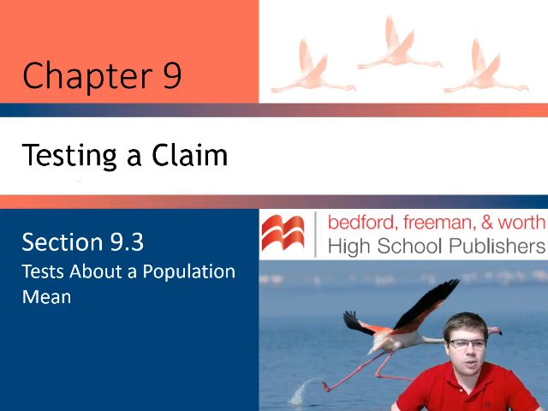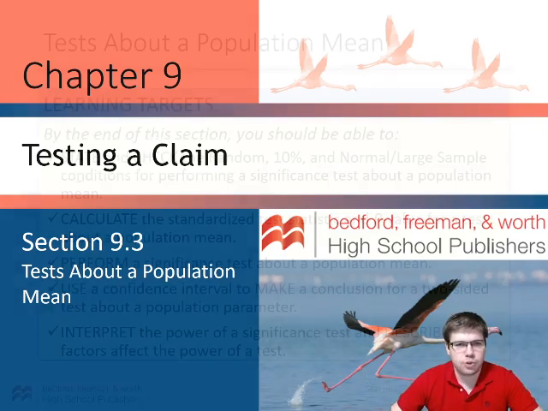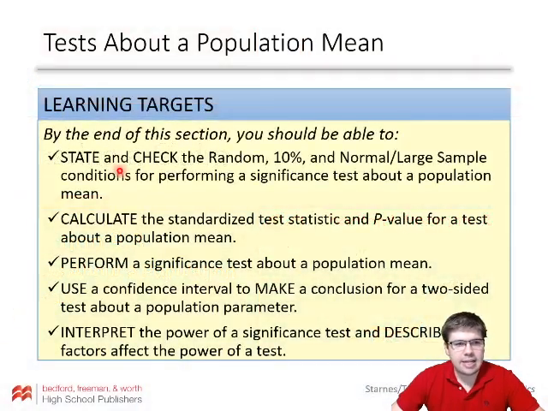Hey, AP Statistics, welcome to section 9.3, tests about a population mean. So we're going to get into significance tests for mu. In this section, you should end up being able to state and check the random, 10%, and normal/large sample conditions for performing a significance test about a population mean. Good news is those are the exact same as last chapter.